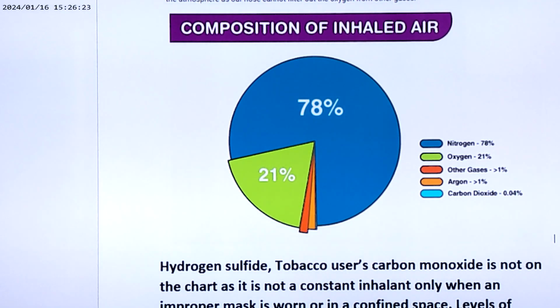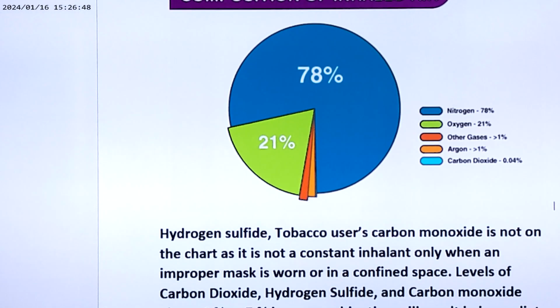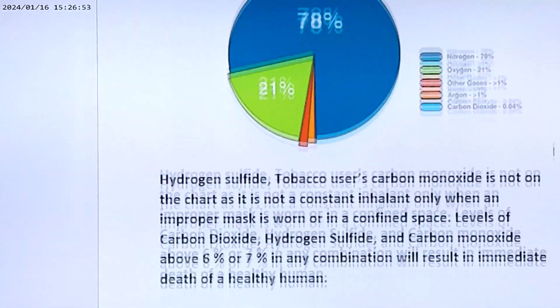Now, as you can see down below, we have hydrogen sulfide. Tobacco users, carbon monoxide is not on the chart as it is not a constant inhalant. Only when an improper mask is worn or in a confined space. Levels of carbon dioxide, hydrogen sulfide, and carbon monoxide above 6 or 7% in many combinations can result in immediate death of a healthy human.